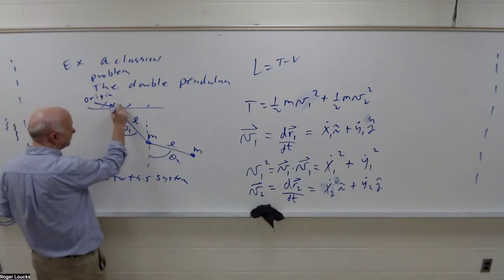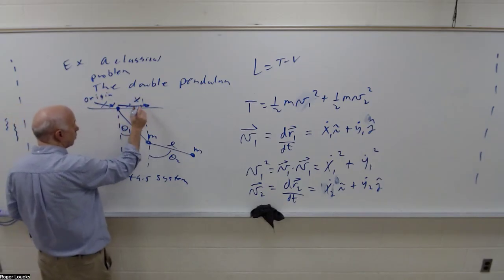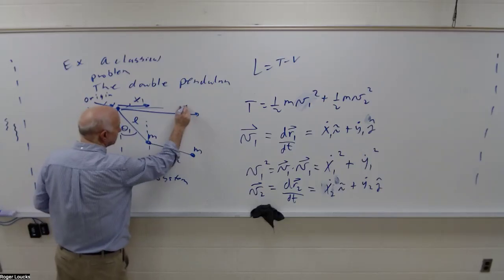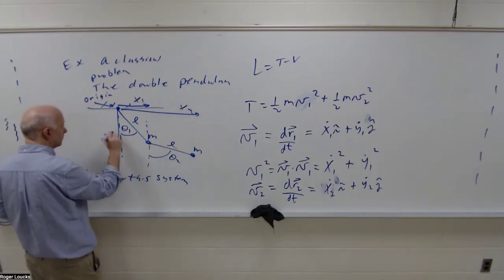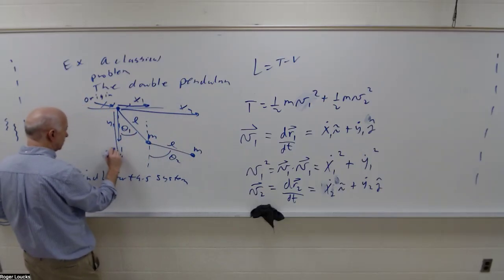Okay, so that means that this distance right here is x1. This distance here is x2. This distance here is y1. This distance here is y2.